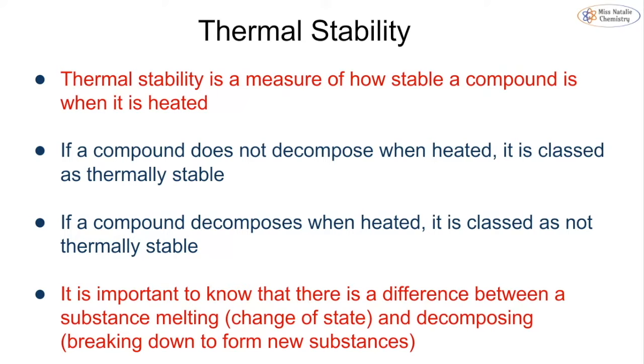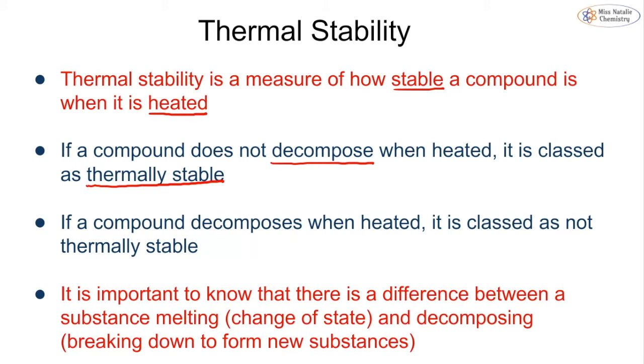Now let's look at the thermal stability of our group 1 and group 2. This is a very common exam question, typically 3 or 4 marks, and you have to know not only how or why it happens, but also what the trends are in group 1 and group 2. We're looking specifically at the nitrates and the carbonates. So what is thermal stability? Well, it is a measure of how stable a compound is when it is heated. If a compound does not decompose when it is heated, then we class it as thermally stable.